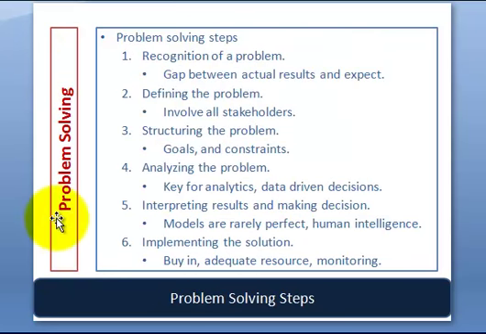The last point I want to cover is some steps to problem solving. The first step is recognition of a problem. That's usually some sort of gap between what's actually happening, your actual results, and what you expected. The second is to define the problem. This is a very involved stage. Usually you want to get all the stakeholders involved, everybody that's influenced by what's happening, because you don't want to put a solution in effect and then find out there are consequences you didn't think about. So involving all the stakeholders up front is very important.